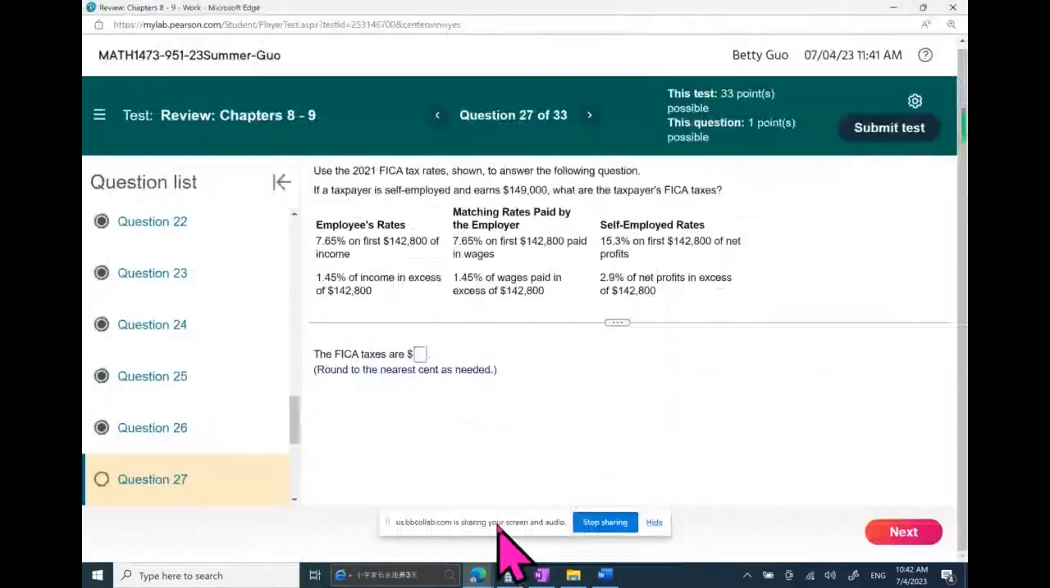Next question about FICA. This guy is self-employed, so we are going to look at the last column. He's self-employed, and he earns 149,000. Oops, we need two rates for that guy. What's his FICA tax? Let me get the information.